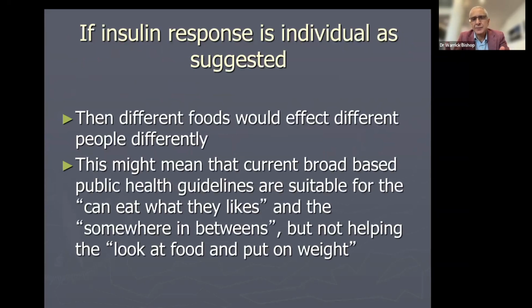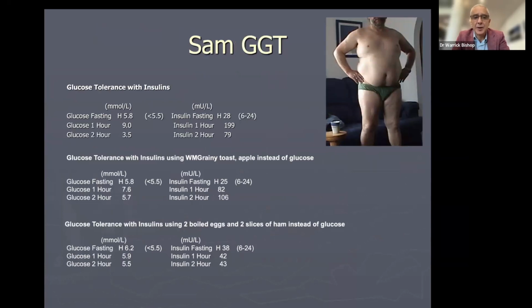As we recognize insulin responses are different between individuals, this can give us the chance to think about how we might advise different people with different insulin sensitivity to eat differently. So the public health guidelines, which are broadly applied, don't make sense. We can apply broad guidelines for the people who can eat what they want, but we need to be smarter about the people who, because of genetics and insulin sensitivity, may not respond to those sort of eating guidelines.